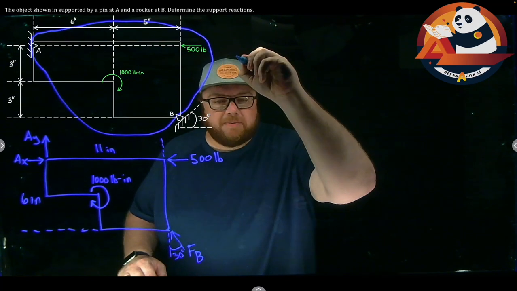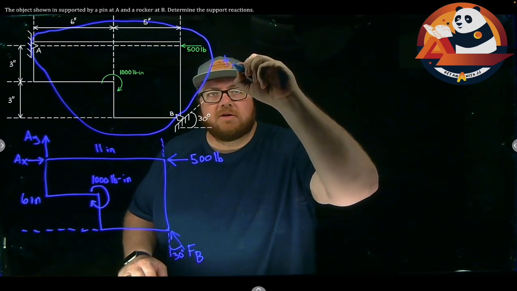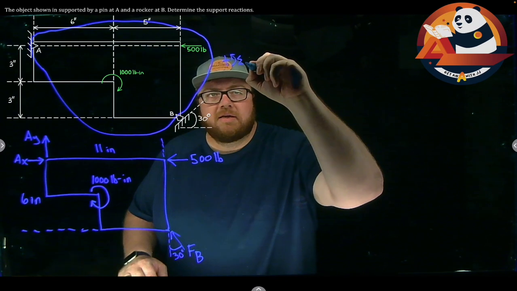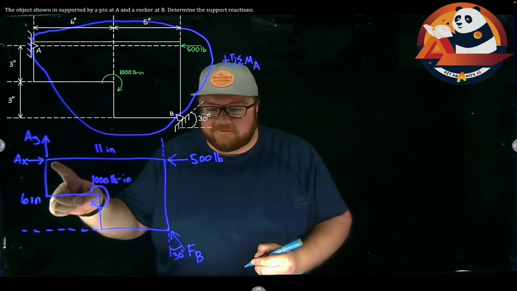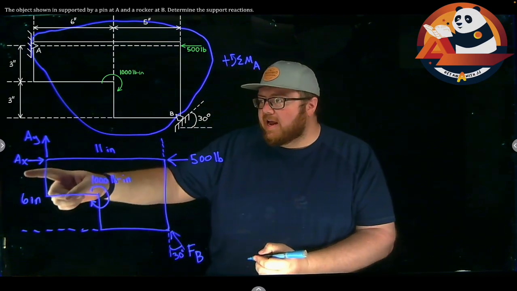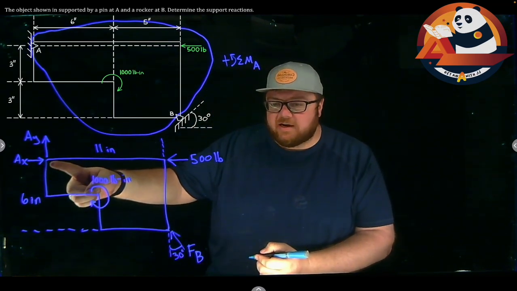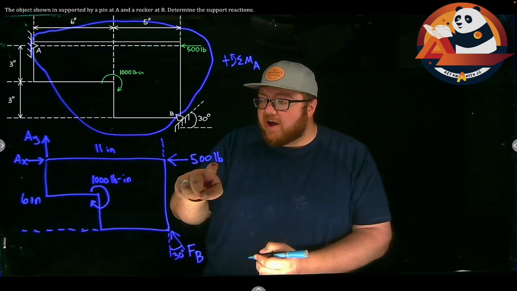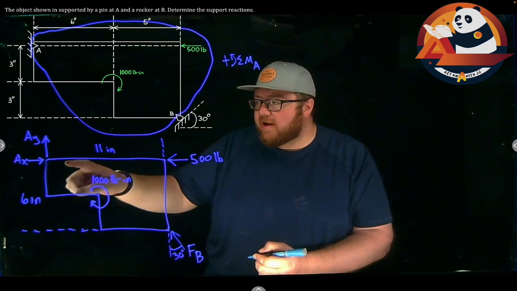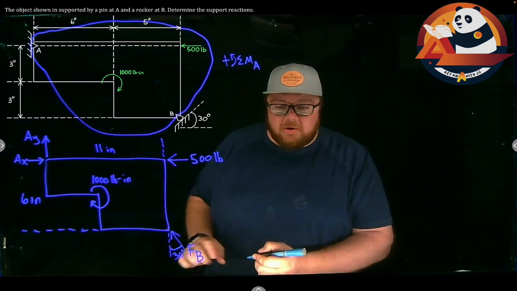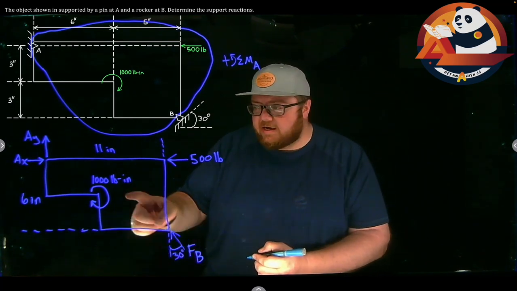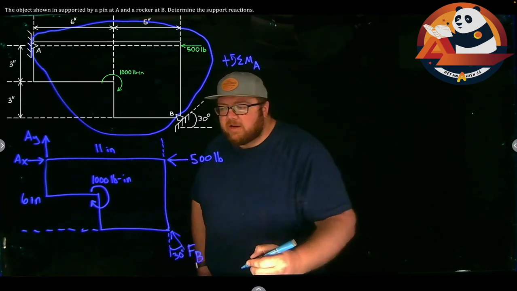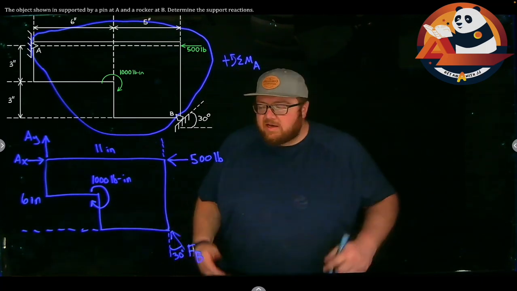So we'll come in and say with positive going counterclockwise, let's sum up our moments about point A, this top left corner. If I'm doing that, AX, AY pass through there. We don't need to include them. But my 500-pound force, it's also going to pass straight through A. It won't cause moment either. So I need to get moment from the X and Y component down here of FB and moment from my 1,000-pound-inch moment. Is all I need to include in there.